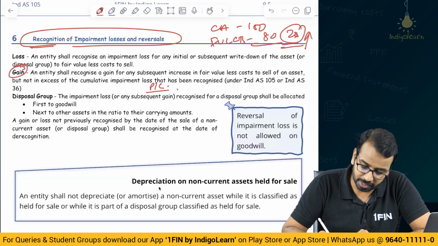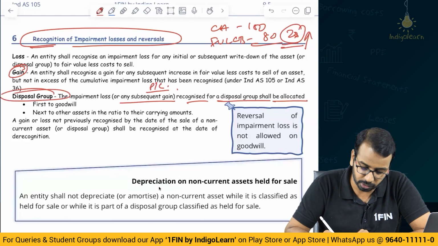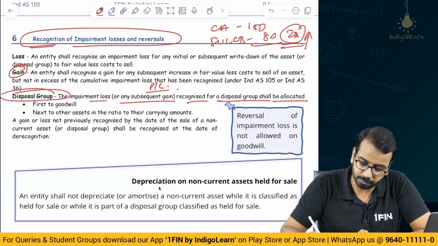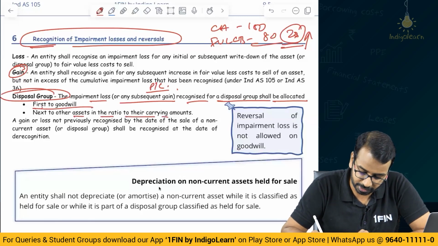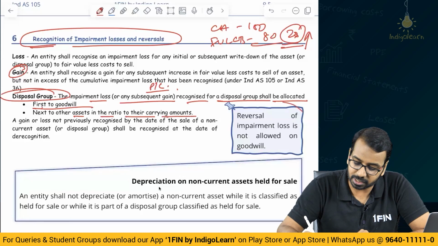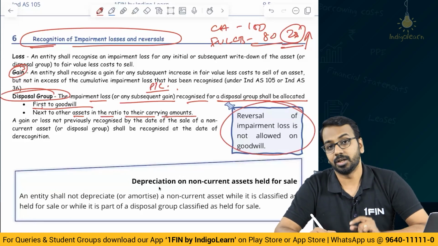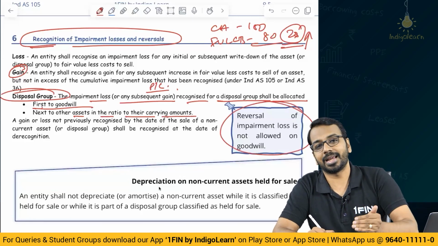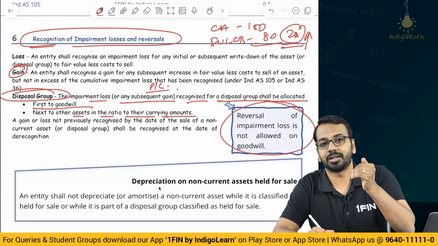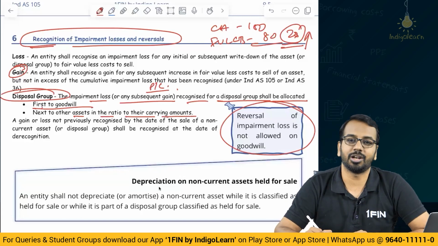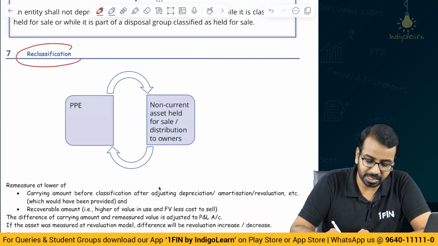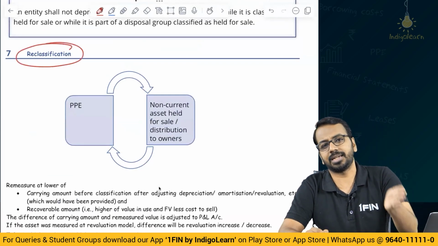The impairment loss or any subsequent gain recognized for a disposal group shall be allocated. So, if there is a disposal group, you will recognize the impairment loss in the ratio first to goodwill and next to other assets in the ratio of their carrying amounts, right? Reversal of impairment is not allowed on goodwill, and if there are any losses which are not recognized at the time of initial classification as held for sale, when you finally sell the asset, you will recognize the gain or loss.